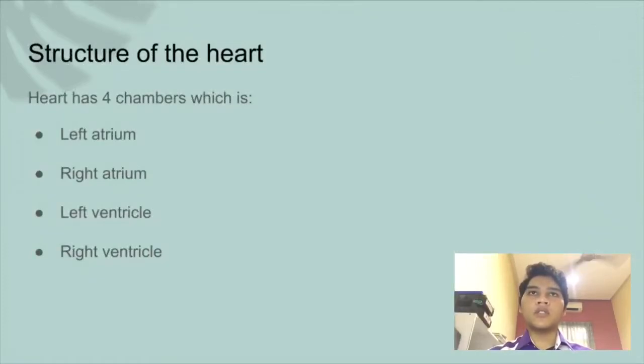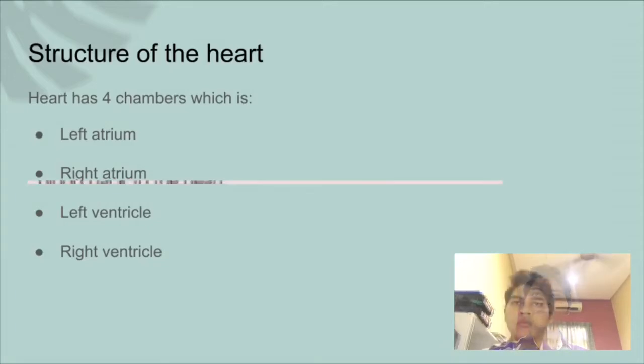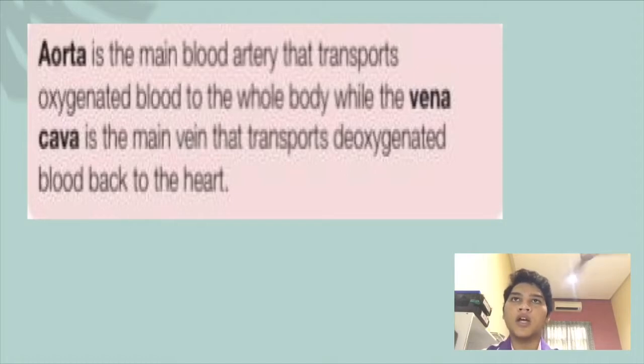Heart has 4 chambers, which is left atrium, left ventricle, and right ventricle. Aorta is the main blood artery that transports oxygenated blood to the whole body, while the vena cava is the main vein that transports the oxygenated blood back to the heart.